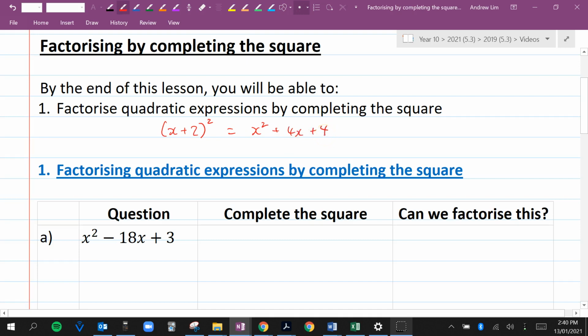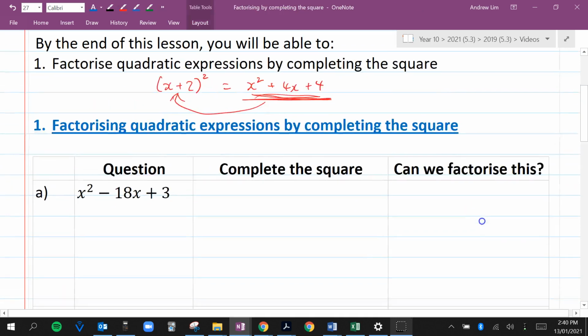So what it means is we're going to take parts of the expression and manipulate it in a way so that part of it now becomes a perfect square, and then we can factorize it back into that. So let's have a look at question A.